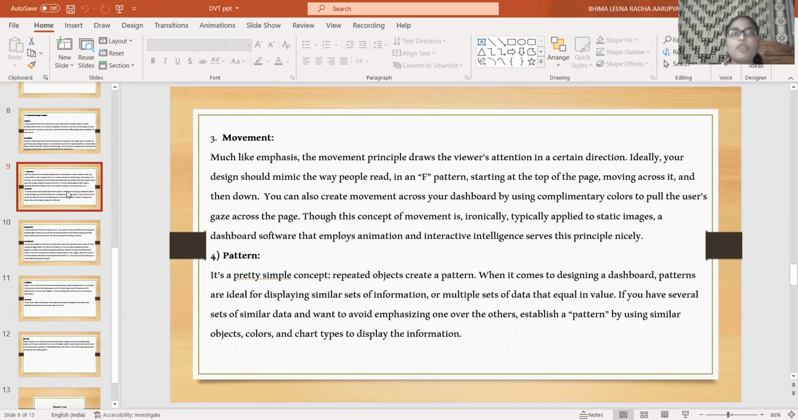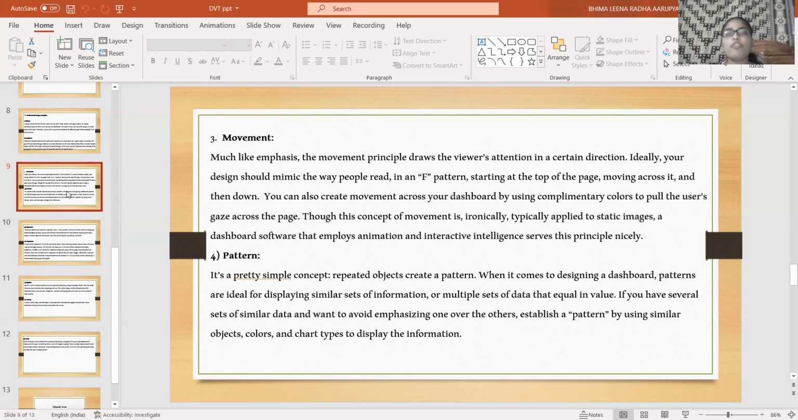The third one is movement. Much like emphasis, the movement principle draws the viewer's attention in a certain direction. Ideally, your design should mimic the way people read in an F pattern, starting at the top of the page, moving across it, and then down. You can also create movement across your dashboard by using complementary colors to pull the user's gaze across the page.